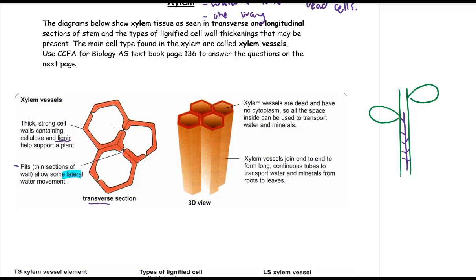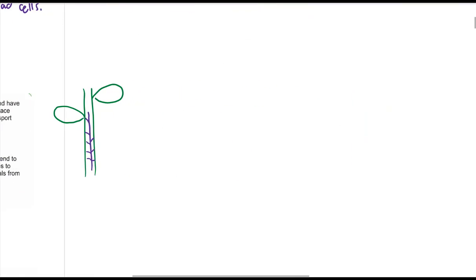Then the next wee part is, it says that xylem vessels are dead and have no cytoplasm, so all the space inside can be used to transport water and minerals. The xylem vessels then join end to end to form long, continuous tubes to transport water and minerals from the roots to leaves.